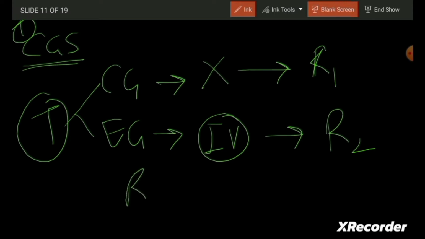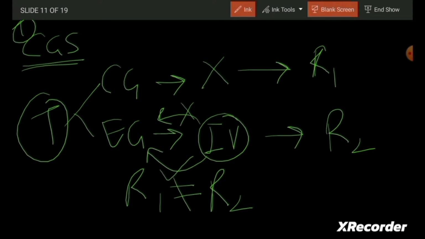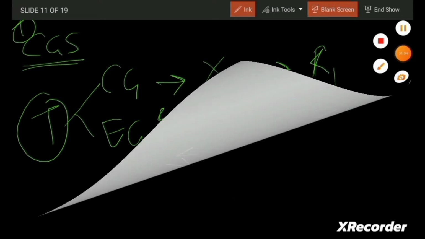We compare these results R1 and R2. If these results are equal, that means that the independent variable had no effect on the experimental group. But if these results are not equal, that simply means that the independent variable did have an effect on the experimental group. Now let us understand how that actually helps us reduce any other extraneous factors' effect on the dependent variable.